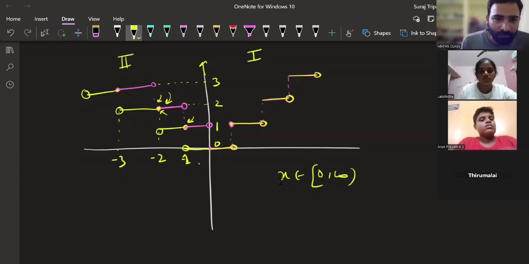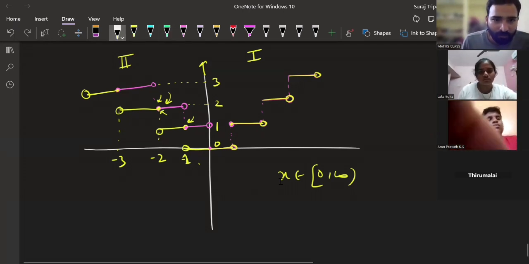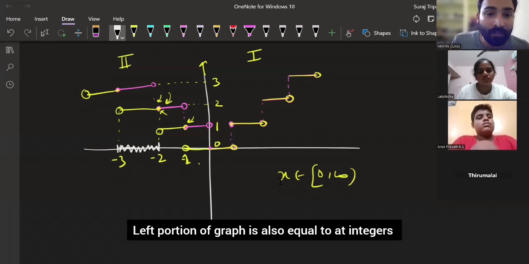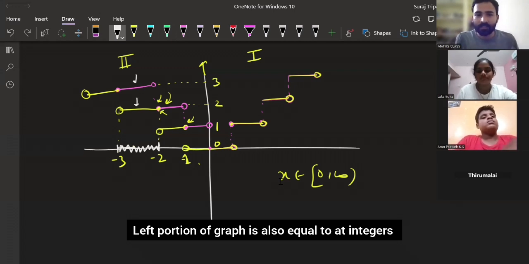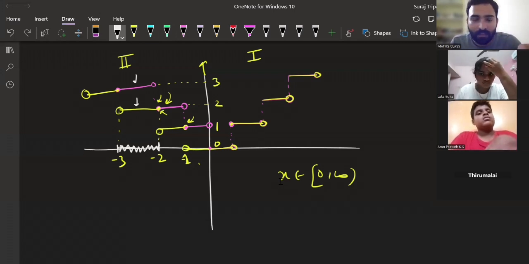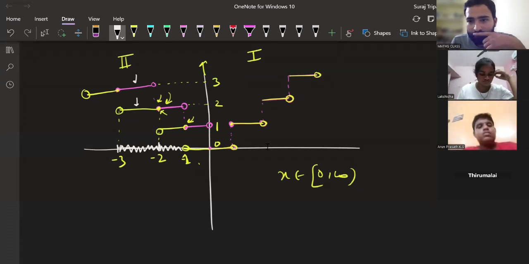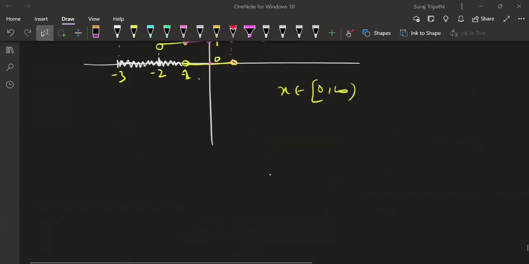If we observe only between -3 to -2, which graph is above and which is below? The pink one is above the yellow one. That means the pink function is always greater than the yellow one. Again, between -2 to -1, the pink one is greater than the yellow one. From minus infinity to 0 is also the solution.